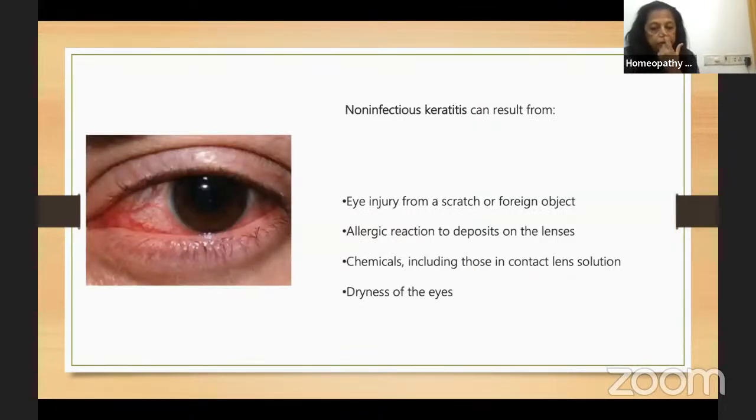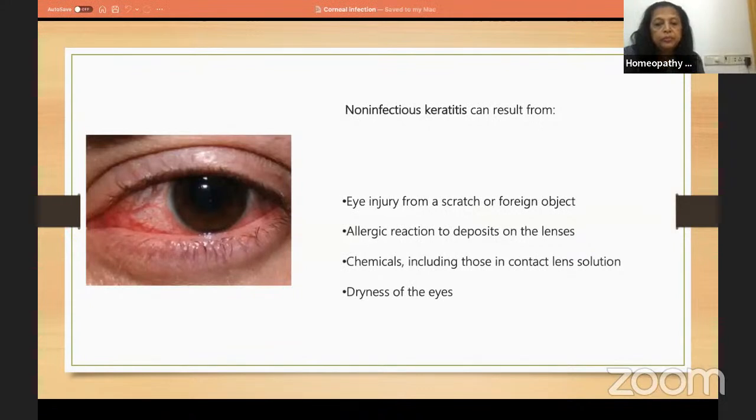Now, before that, this is about the infection. Non-infectious keratitis is usually due to some injury with a foreign body. The foreign body should not have any organisms. And allergic type of keratitis, for example, if there's severe allergic conjunctivitis, it can also lead to some keratitis in the limbal area. A history of chemicals can also lead to keratitis. Dryness can also lead to keratitis. These are non-infectious.